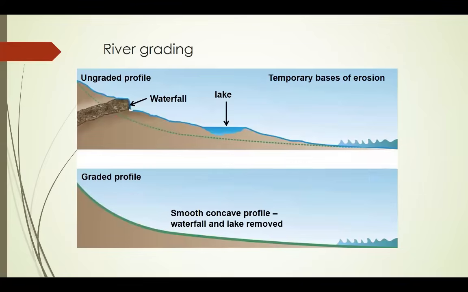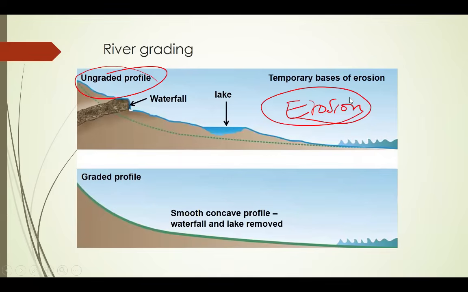Now, what we have here is river grading. We have an ungraded river. This is where you are going to have turbulent flow. Why do you say this river is ungraded? Because there are nick points along the course, and then there is dominant erosion. Erosion is dominant here because there are still obstacles along the course of this river.